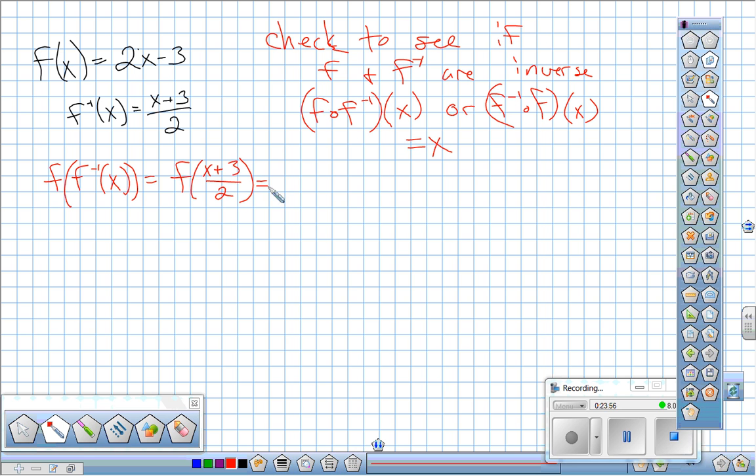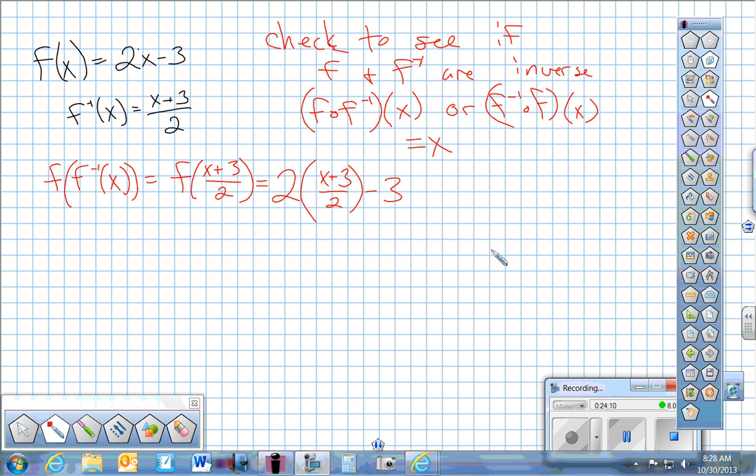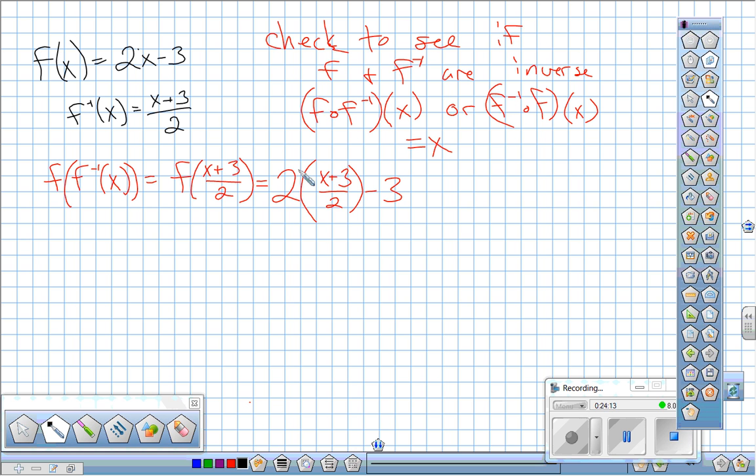So what that really means is I start out writing my f function. Instead of x, I write (x plus 3) over 2, minus 3. Then I just do some order of operations to simplify it. 2 times this whole thing divided by 2, those 2's multiply to 1, and I will have x plus 3 minus 3. Those also add to 0, and I get x as my output. So that is what I want. Whenever I get x, it's an inverse. But I need to also test it the other way.